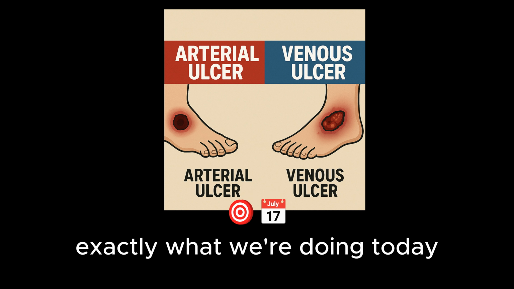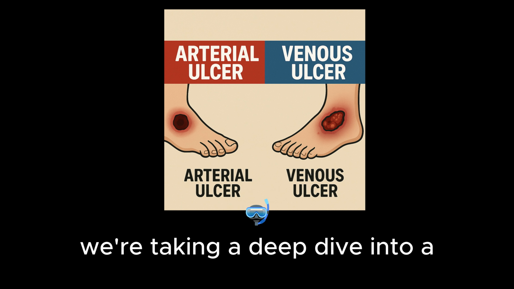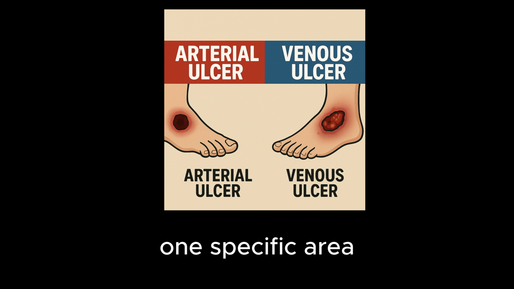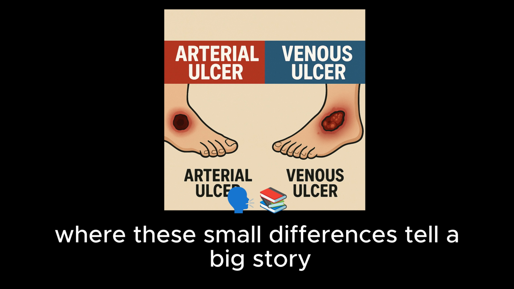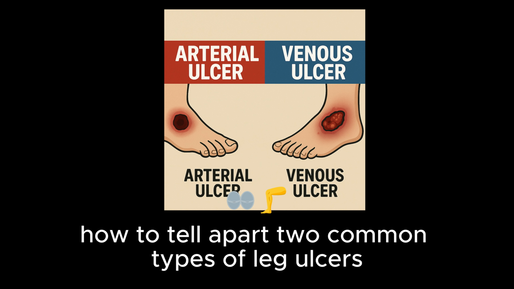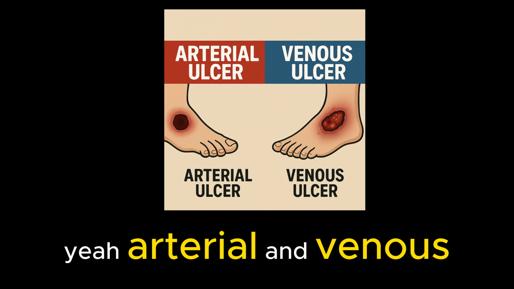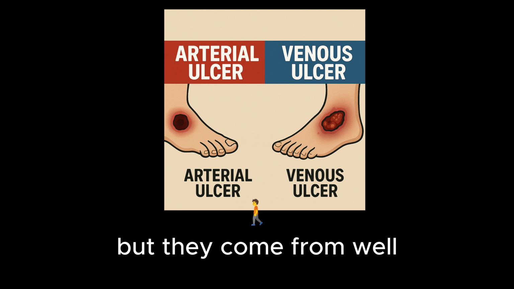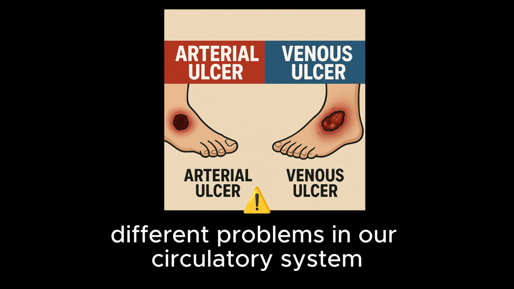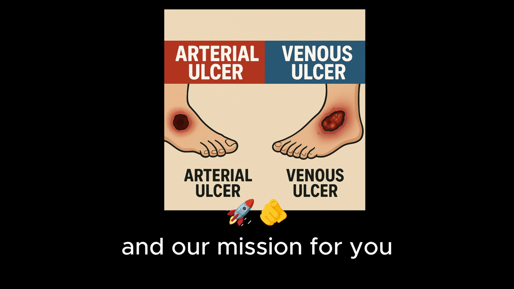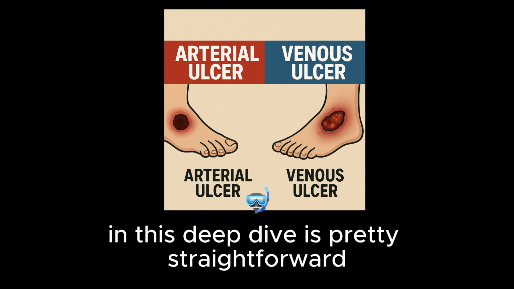Exactly what we're doing today. We're taking a deep dive into one specific area where these small differences tell a big story. How to tell apart two common types of leg ulcers. Arterial and venous ulcers. Yeah, arterial and venous. And they might sound similar, but they come from fundamentally different problems in our circulatory system. Wholly different root causes.